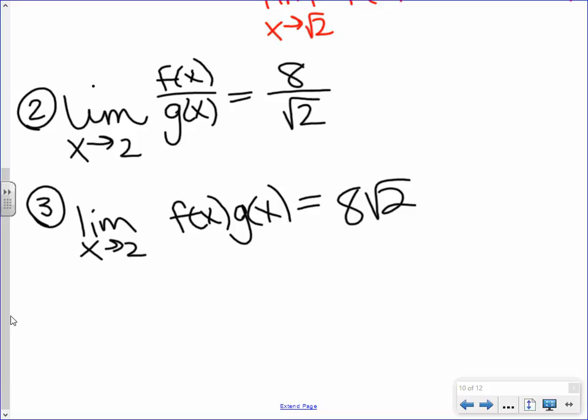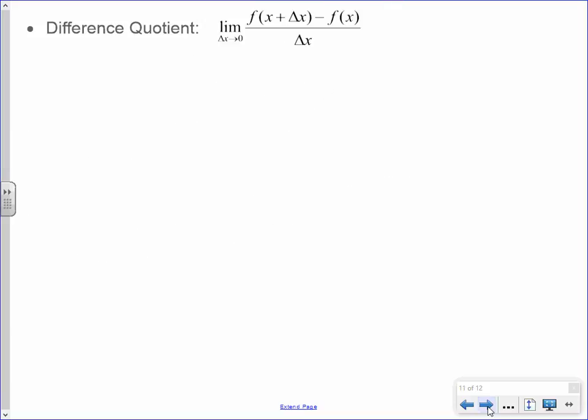Do you remember how that difference quotient on the quiz, I said, hey, this is going to come back? That f of x plus h minus f of x all over h? It's coming back. We're going to have to evaluate the limit of the difference quotient.